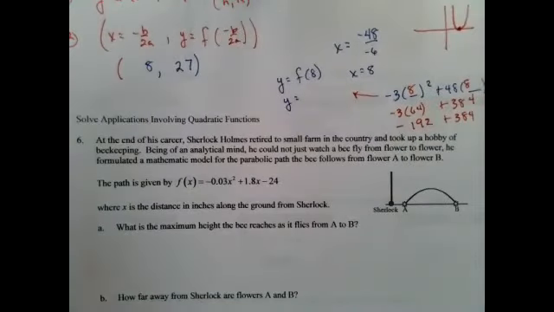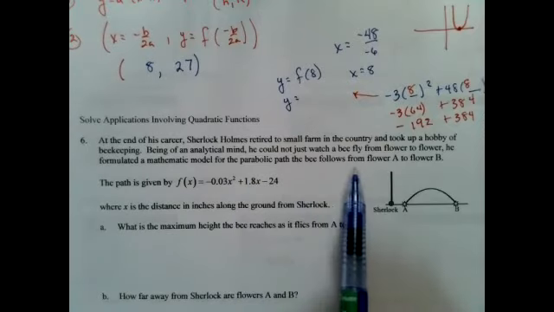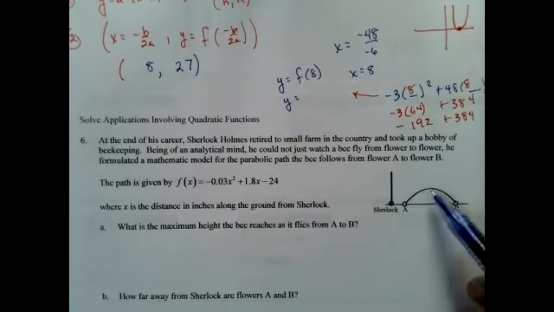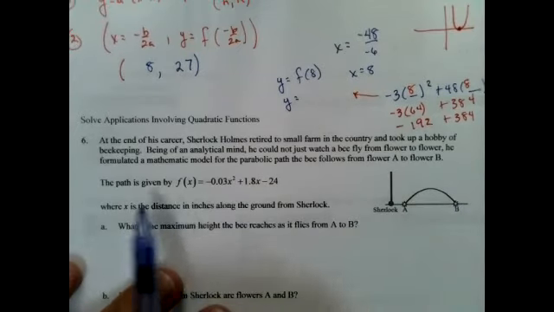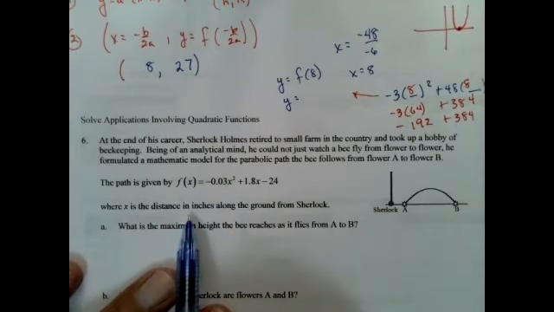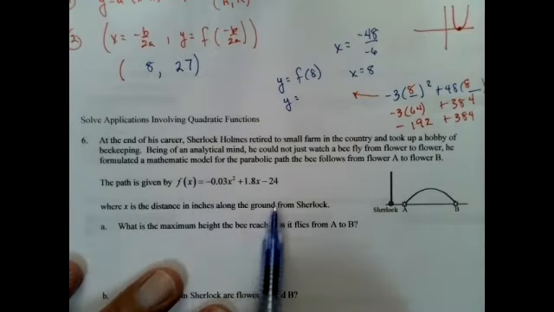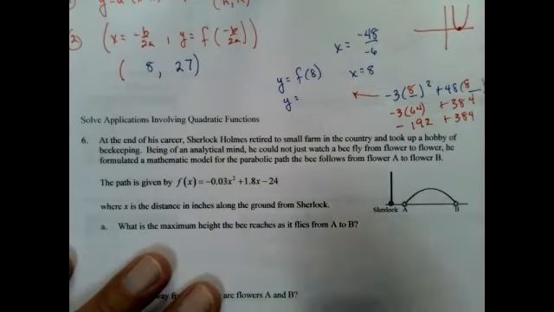At the end of his career, Sherlock Holmes retired to a small farm in the country and took up the hobby of beekeeping. Being of an analytical mind, he could not just watch a bee fly from flower to flower. He formulated a mathematical model for the parabolic path the bee follows from flower A to flower B. And the path is this, where x is the distance in inches along the ground, and this is the height.